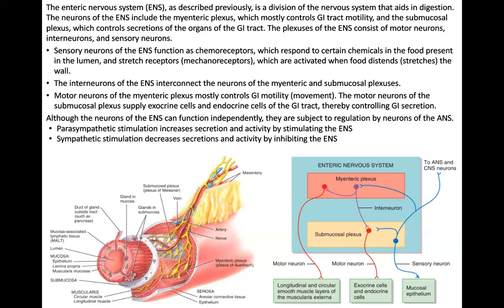Now, within these plexuses, there's all three types of neurons: motor neurons, interneurons, and sensory neurons. The sensory neurons are going to function as chemoreceptors or stretch receptors. Stretch receptors monitor stretch. Chemoreceptors monitor chemicals. We've talked about both of those before. In fact, we just talked about some very similar to that in our last lecture.